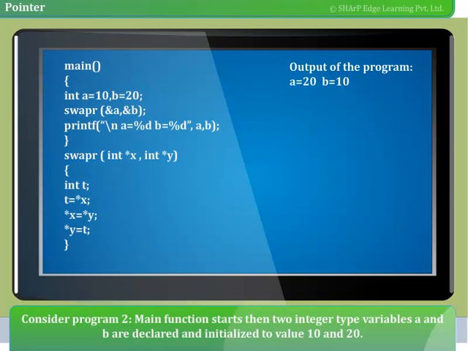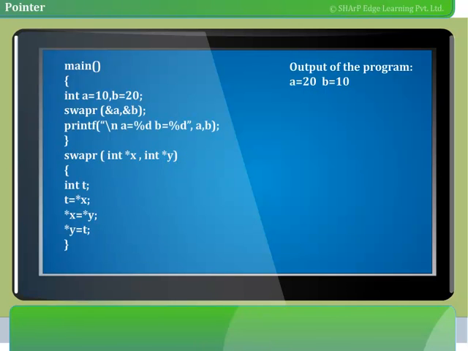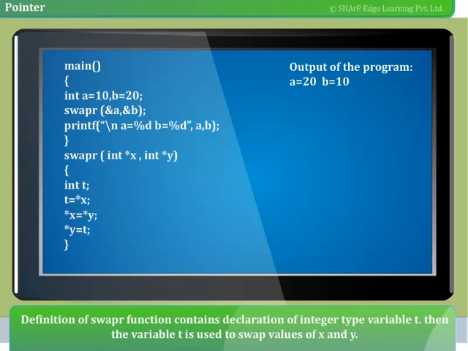Consider program 2. The main function starts, then two integer type variables, a and b, are declared and initialized to the values 10 and 20. The swap r function is used to swap the values of a and b. It passes the addresses of a and b as arguments to the swap r function, which go in pointer type variables x and y respectively. The definition of swap r contains the declaration of an integer type variable t. Then the variable t is used to swap the values of x and y.